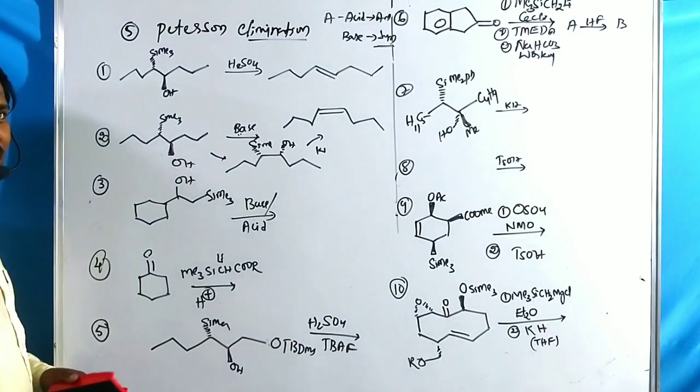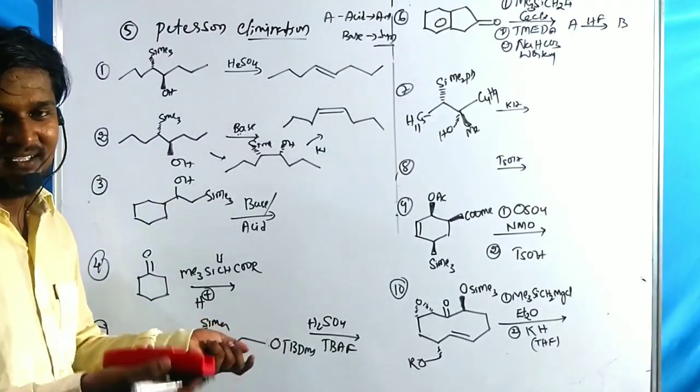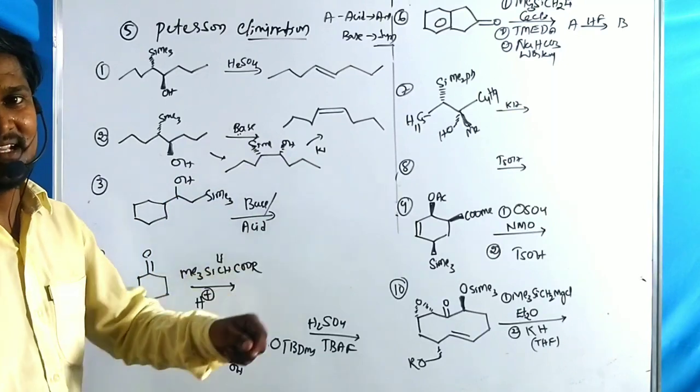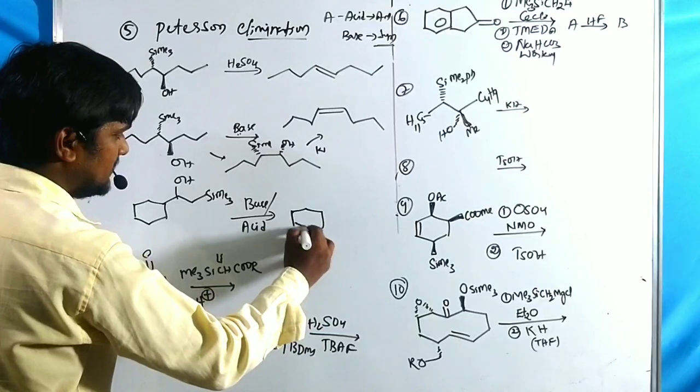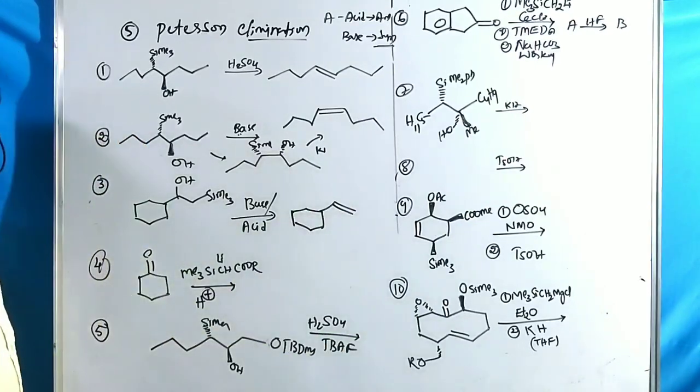Now in case of the second one, there is no stereoselectivity, so it doesn't give cis and trans isomers. That's why whether we use base or acid, we will get the same product. Okay, so this is the simplest product.